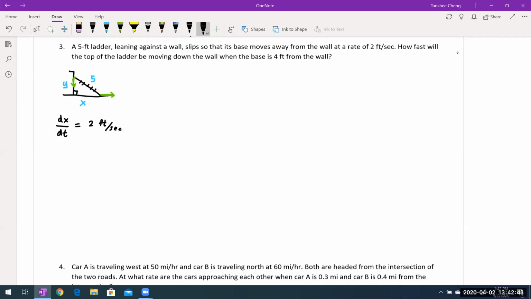And what we are interested in is how fast the top of the ladder is moving down. So we are interested in looking at dy/dt, at what? When the base is 4 feet from the wall. So we are not talking about in general; we want a specific rate of change at the point. So this will be when x is equal to 4 feet. And that's what we want to look for.